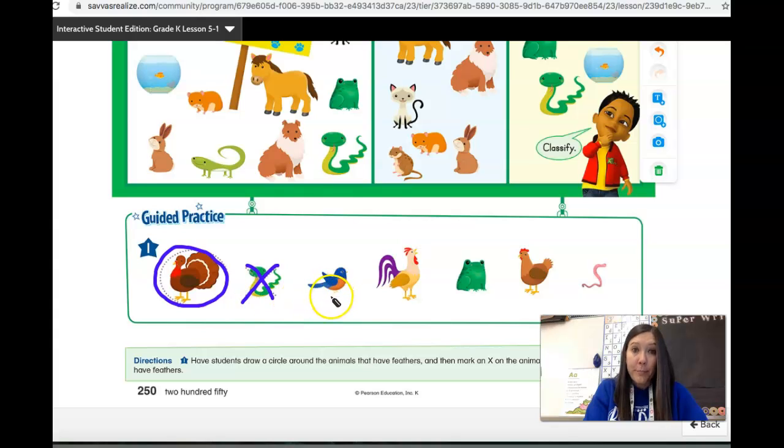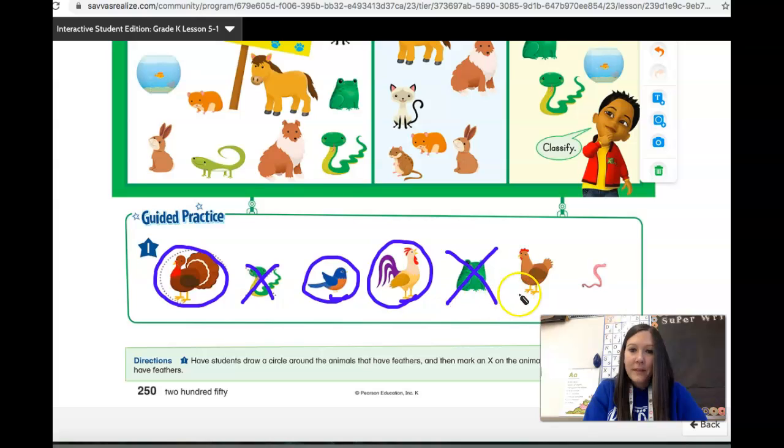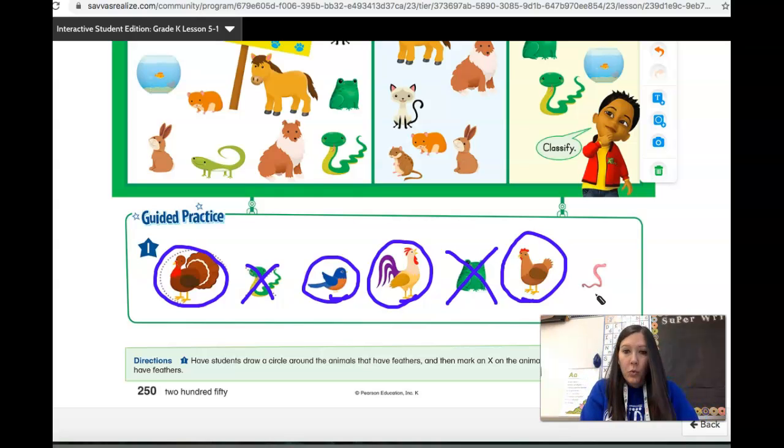Bird. Oh, a bird has feathers. Circle it. Rooster. Does a rooster have feathers? Yep, look at those beautiful purple feathers. Frog. Does a frog have feathers? No, that's silly. Put an X on that one. Chicken or a hen. Does a hen have feathers? Yes, circle it. And what is that? Is that a worm? Worm. Do worms have feathers? No. Put an X on that one.